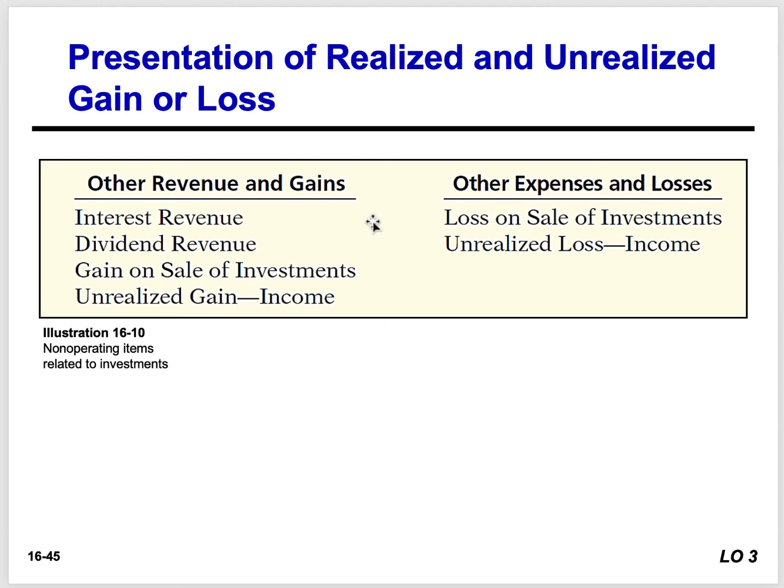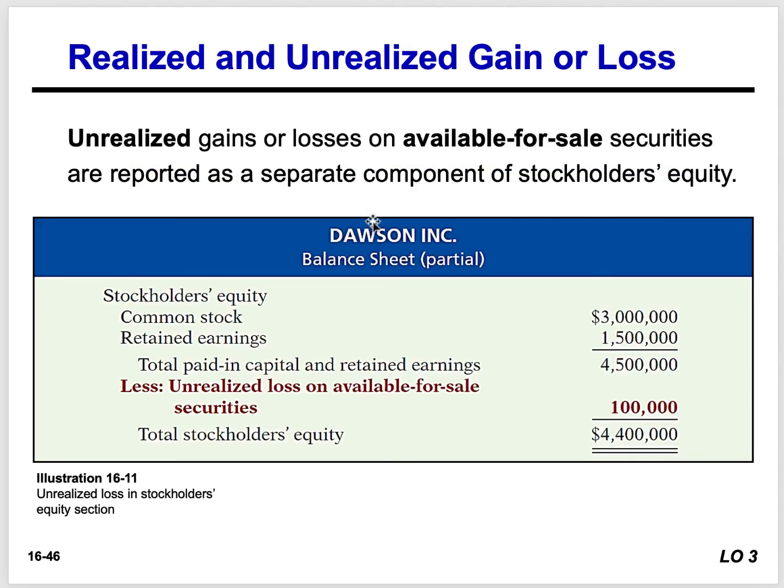Why are we saying income? Because those are trading. When we see that income, we know it's trading securities and we know it's reported on the income statement. Okay. Now let's look at the unrealized gains and losses on the balance sheet. Remember, what do we report the fair market value changes of? What classification? Available for sale securities. Okay. And again, we have to report these unrealized gains or losses on the available for sale securities within the stockholders' equity section, and it's reported as a separate component.